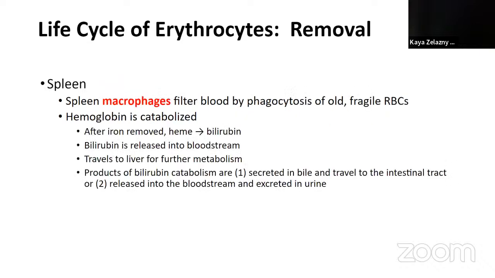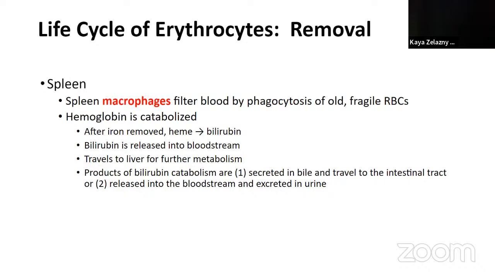We are going to look at a whole map of how this works. So if you can't visualize it yet, that's okay. So the spleen has those macrophages. The macrophages do phagocytosis, so they basically eat other cells. And in this case, when we're thinking about the death of a red blood cell, the death of an erythrocyte, we're saying they're doing phagocytosis of old, fragile red blood cells, the ones that have hit that sort of 120 days.